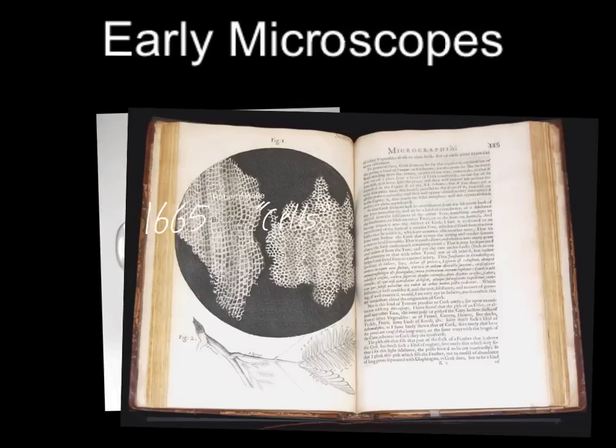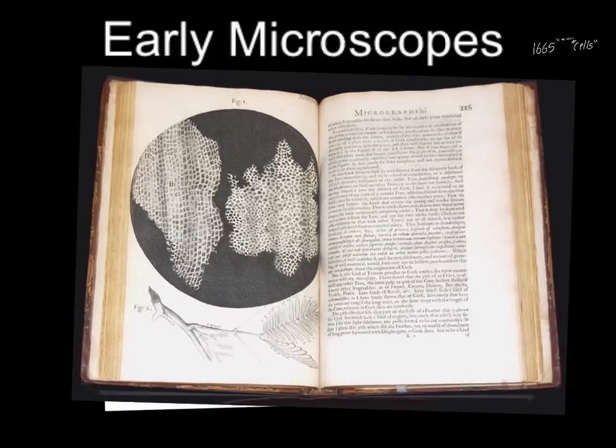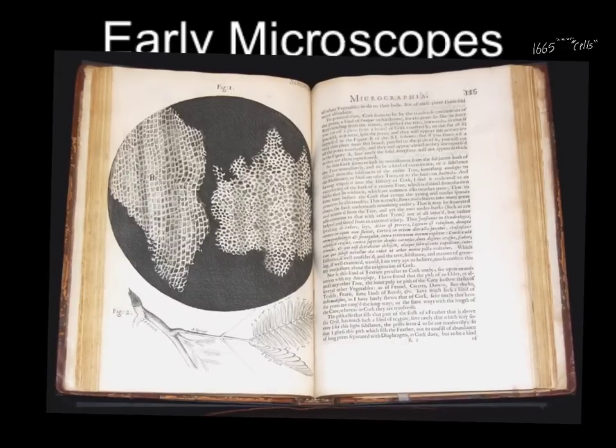I'm just going to get this stuff out of the way so you can see the picture a little bit. This is actually the book that he published. It's called Micrographia, which you can see up here at the top. And this is a drawing that he made of some of the cork specimens that he was looking at under the microscope. And you can see all those little individual dots in there. Those are the individual plant cells that he was looking at.